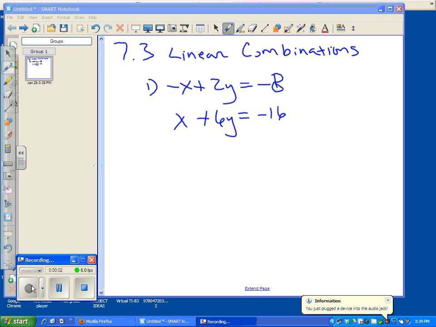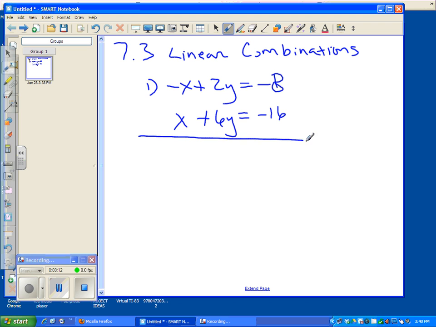Okay, here's 7.3, linear combinations. This is the first example. As always, the first ones are very easy, and then we'll get a little bit harder right now. I wrote down these two problems, these two equations.